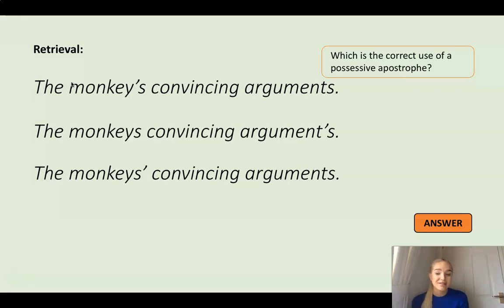So that brings us on to statement number 3, where the monkeys have possession over the convincing arguments again, but this time the possessive apostrophe is after the S. What does this suggest? That there are more than one monkey or just one? That's right, it suggests that there is more than one monkey. It's that plural possessive apostrophe, isn't it? But is there more than one monkey here? No, there's not. It doesn't say there are the two monkeys' convincing arguments, the many monkeys' convincing arguments. So actually, statement number 1 was the correct statement. So well done if you got that.